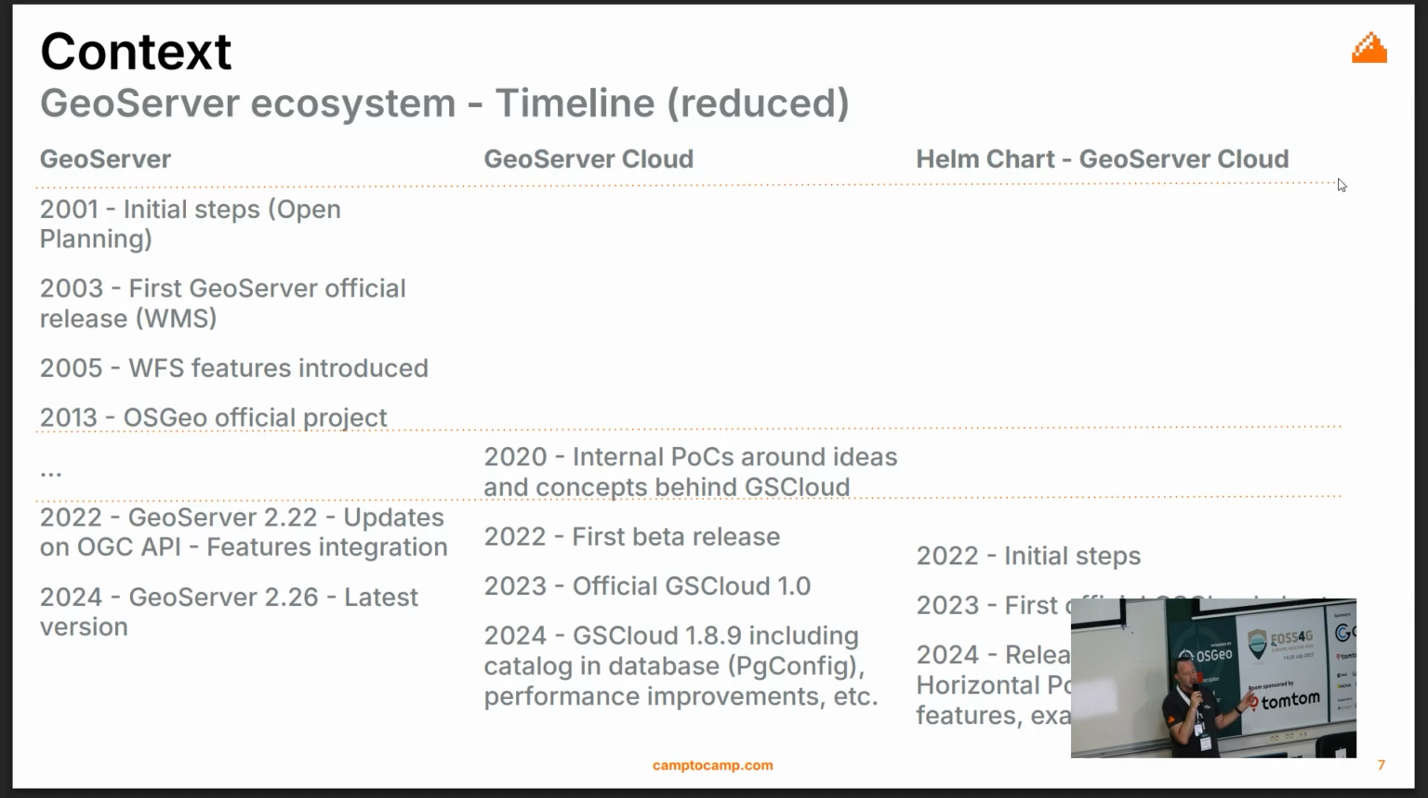GeoserverCloud was first a proof of concept started in 2020 for a project in France for firefighters. There was a first public beta release in 2022 and an official one in 2023. Since then there have been several versions. We have now changed the version numbering. We are following the one of GeoServer to make the matching between the two code bases easier. So the version will be 2.27.2.0, for example, for the last version. The Helm chart we also started in 2022, with a first release in 2023, and regular releases with a lot of examples now.